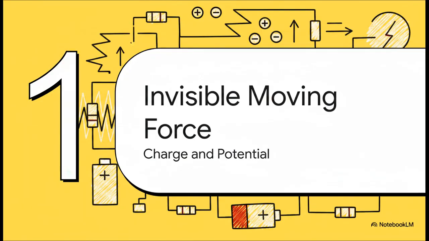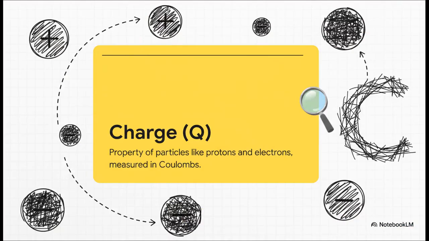Okay, let's jump right into section 1, the invisible moving force, understanding charge, current, and potential. It all begins right here with charge. Think of charge simply as the foundational building blocks of the whole system. As our source notes define it, charge is the characteristic property of the physical particles themselves. You've got protons, which carry a positive charge, and electrons, carrying a negative charge. We measure this in a unit called coulombs.